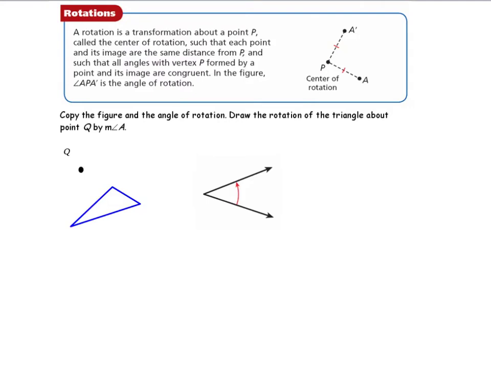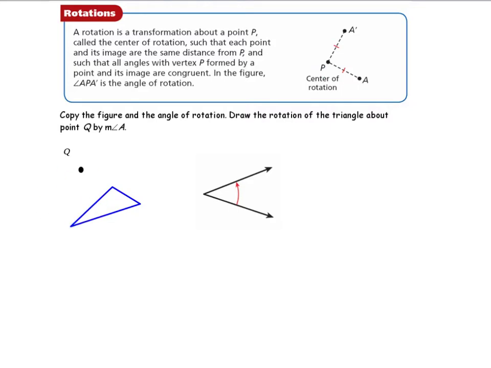Here we go. A rotation is a transformation around a point. This is called the center of the rotation. Each point and its image are the same distance from P, and all the angles with the vertex are at P. So in this figure, angle A prime is simply called the angle of rotation, and P is called your center of rotation.